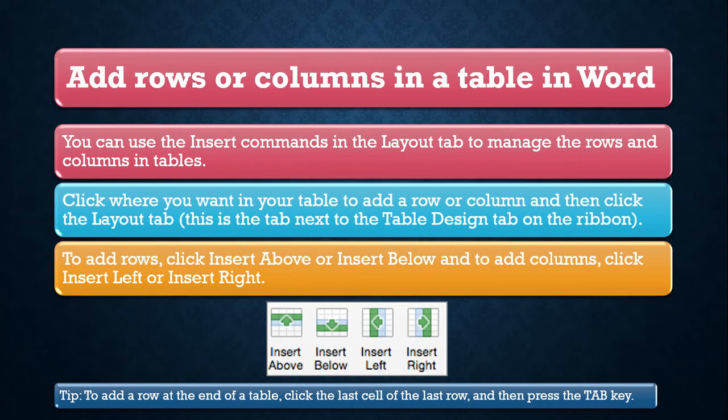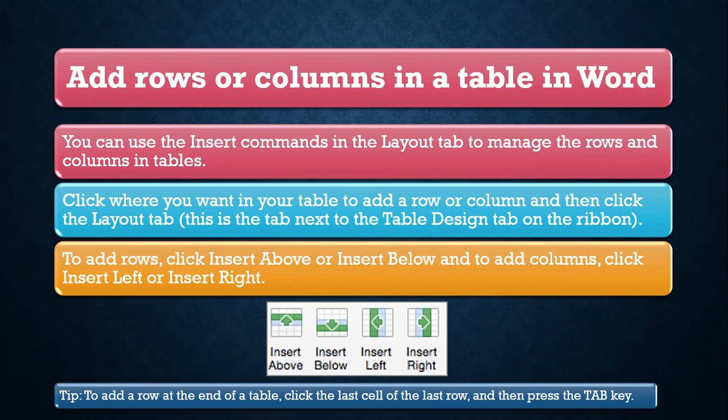Add rows or columns in a table in Word. You can use the Insert command in the Layout tab to manage the rows and columns in tables. Click where you want in your table to add a row or column and then click the Layout tab. This is a tab next to the Table Design tab on the ribbon.